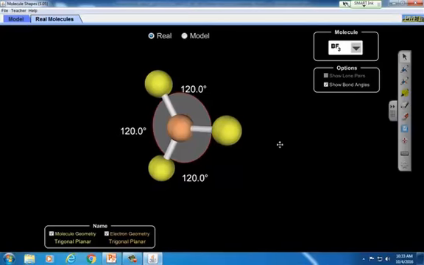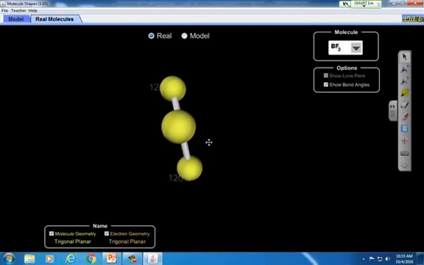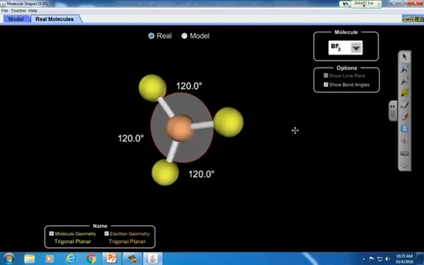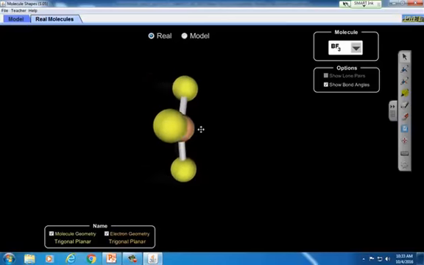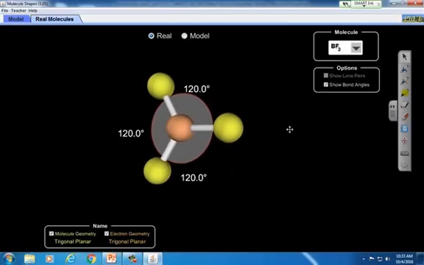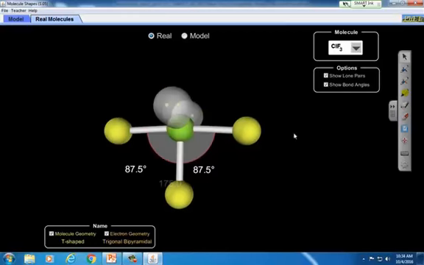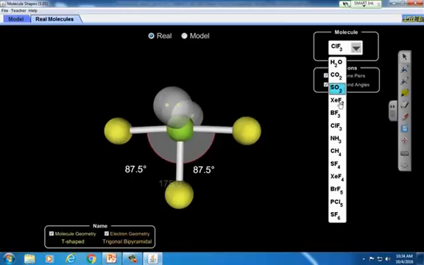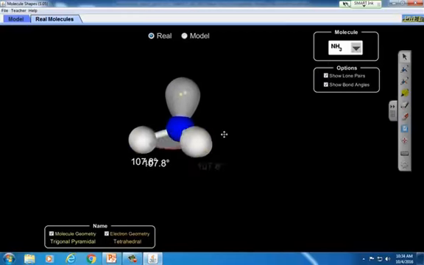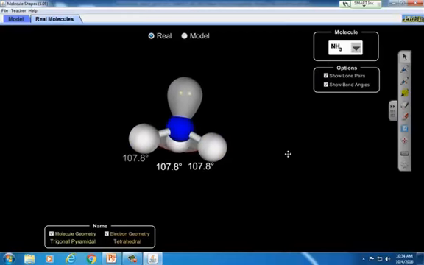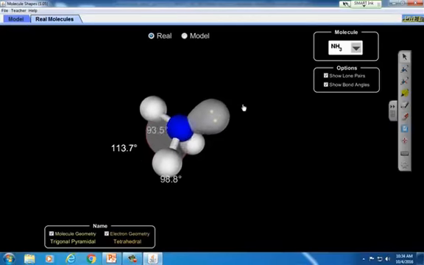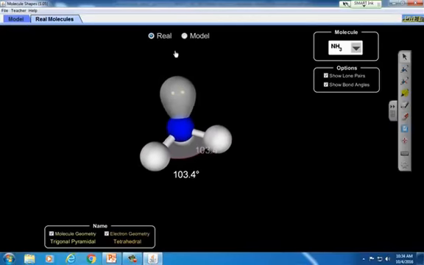BF3, no lone pairs on the central atom still. So that's flat or planar. All the atoms are in the same plane. And there are 3 atoms on the central atom, so it's trigonal planar. So that one we don't worry about because there's too many electrons around the central atom. But here's ammonia, NH3. What's the geometry? Trigonal pyramidal.